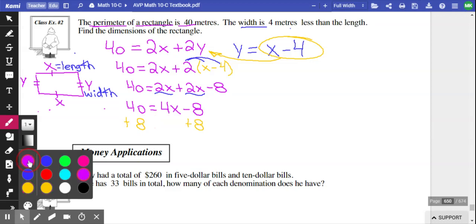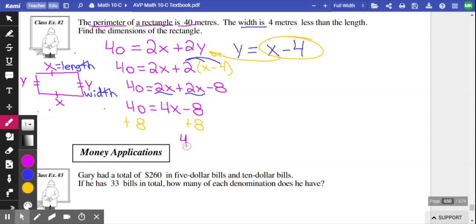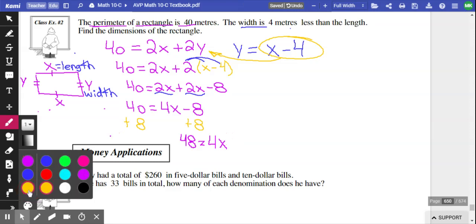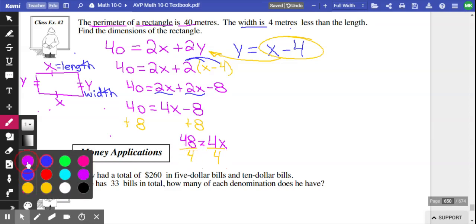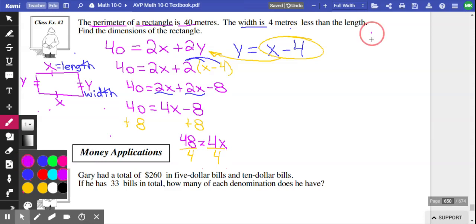That gives me 48 equals 4x. After I've moved my additions and subtractions, I move my multiplications and divisions. I have a 4 times x. To move times, you divide. So I divide both sides by 4. That gives me 12 equals x.